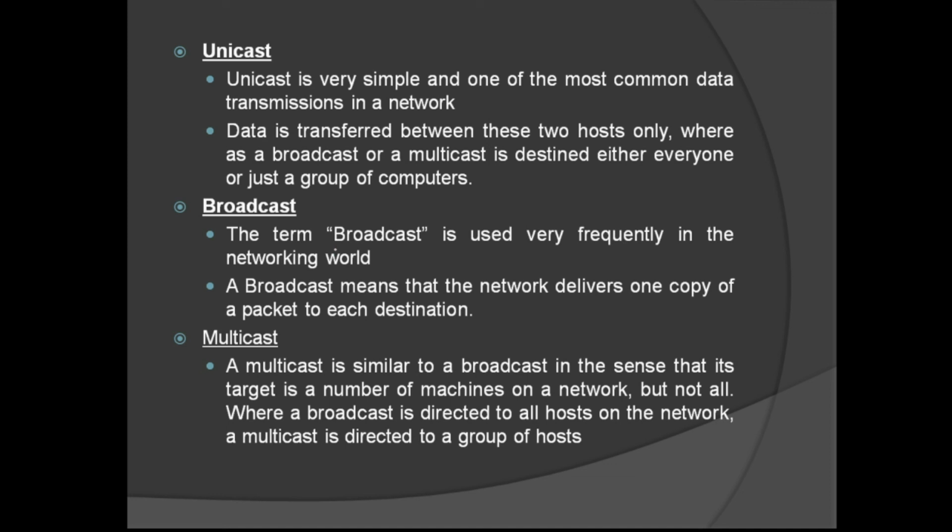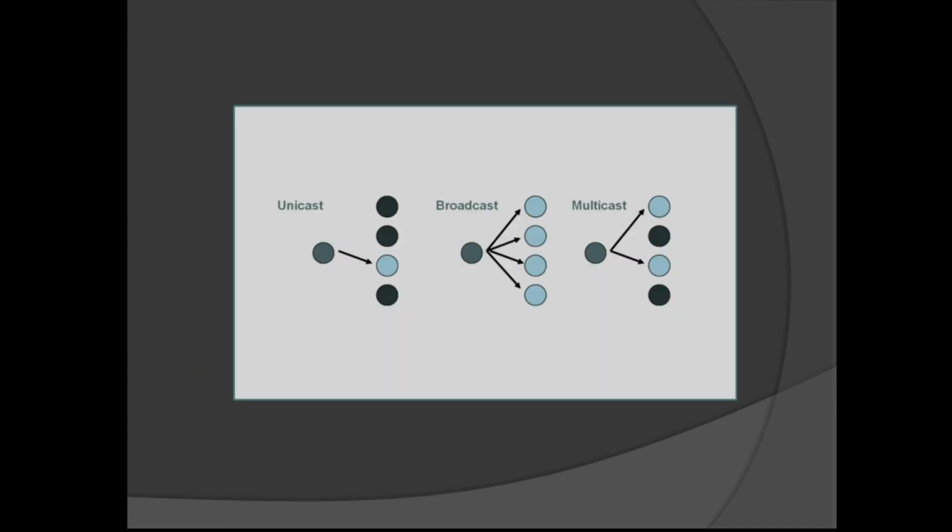Again, the unicast is one computer to one computer. The broadcast is one computer to all computers on the network. The multicast is one to many but not all on the network. Okay? So this is a diagram of the unicast. So this is one computer sending to one computer. The broadcast is one computer sending data over all computers on the network, while the multicast is sending data to many computers. It may be 3, but not all computers. Okay, so that is the unicast, broadcast, and multicast.